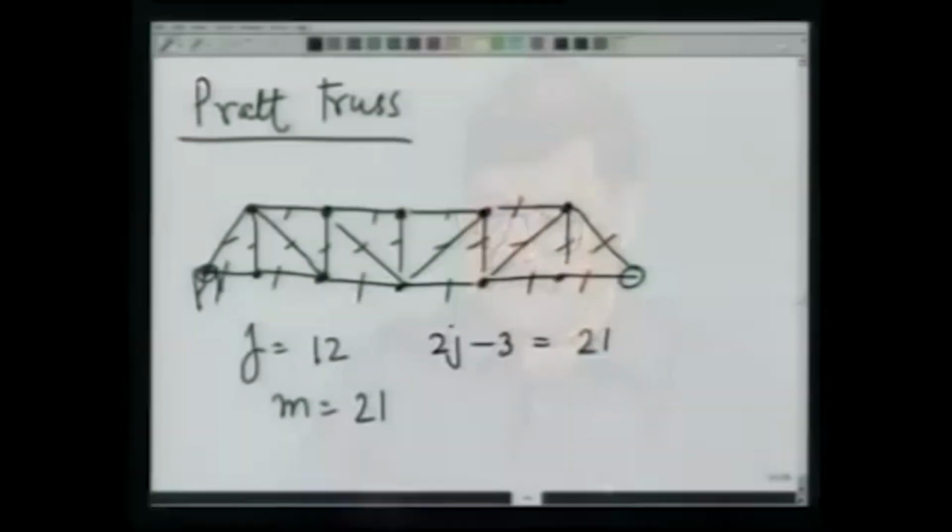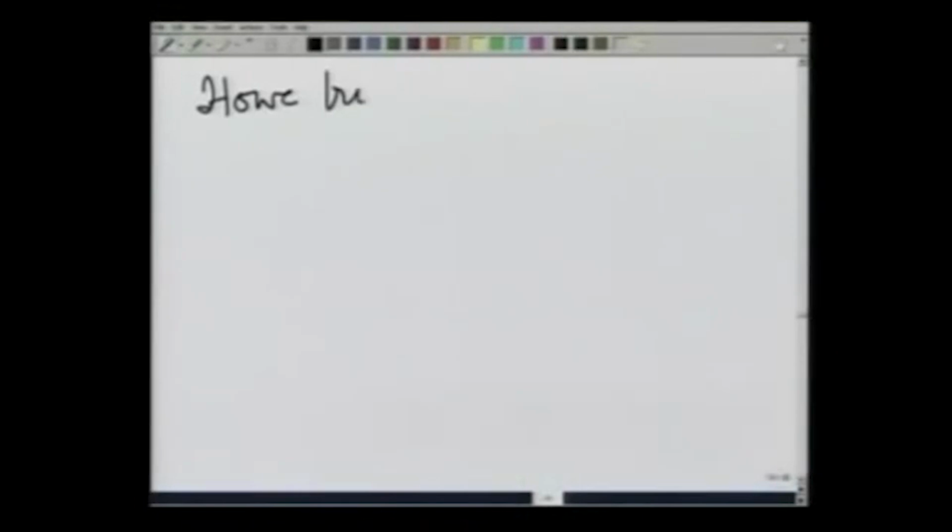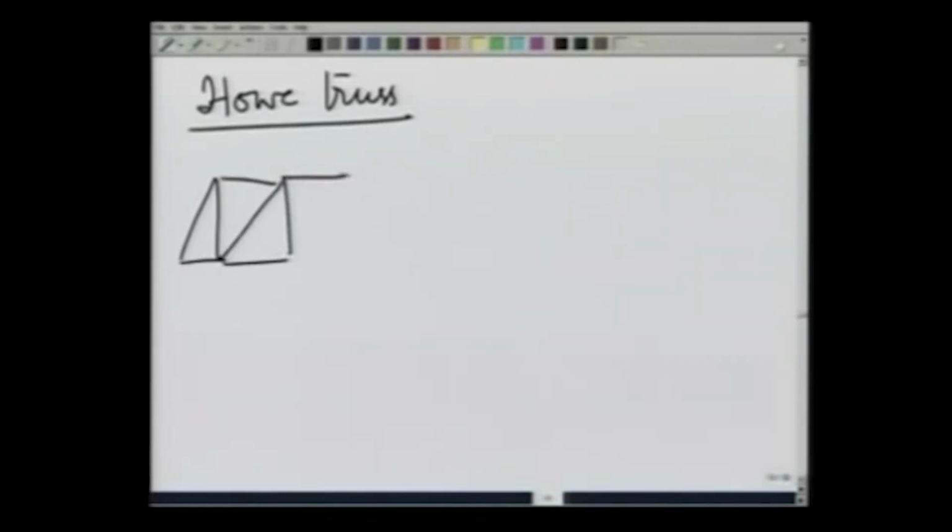These points can be fixed. On the other side, either I can have a fixed pin, or usually you put it on a wheel. I will comment on this a little later. Let us look at some other trusses in the meantime. The other one is Howe truss, which is like the Pratt truss, except that the fixtures are the other way.